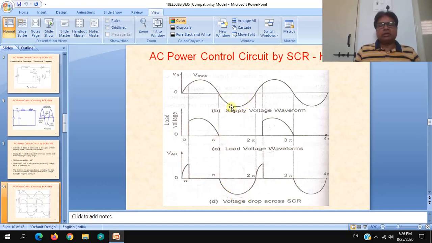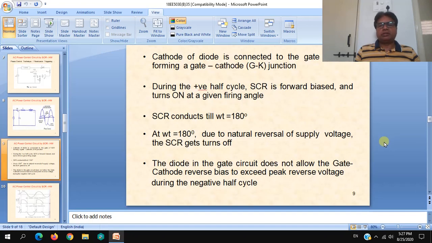Again during the negative half cycle, the total voltage will be blocked by the reverse biased SCR. After 2 pi, in the second cycle at 2 pi plus alpha, the SCR will be fired. The load gets its voltage from 2 pi plus alpha, the SCR blocks the voltage before that, and the current flowing will be in phase with the load voltage. Its magnitude depends on the resistance of the load. That is how an AC power control circuit by an SCR works for a half wave.